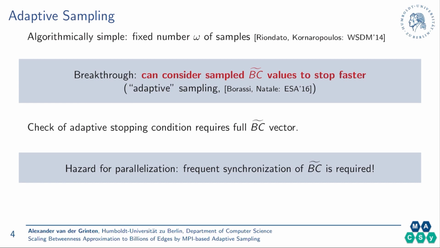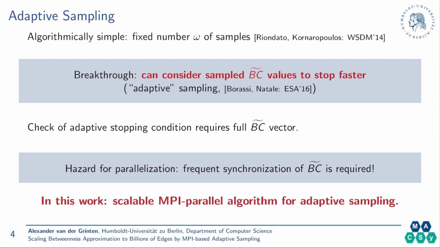That, however, implies that to check the stopping condition of our algorithm, we need access to the full BC tilde vector. And for parallelization, that's a hazard because we need frequent access to the BC tilde vector and frequent synchronization. BC tilde contains one element for each vertex of the graph. That means for the largest graphs that we're interested in, just synchronizing BC tilde requires gigabytes of memory transfers. And what we do in this work is we present an MPI parallel algorithm that performs adaptive sampling while avoiding this communication overhead as far as possible.